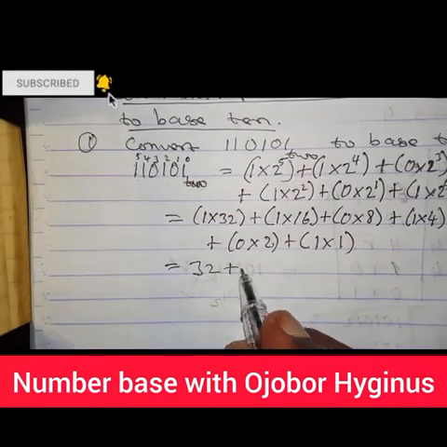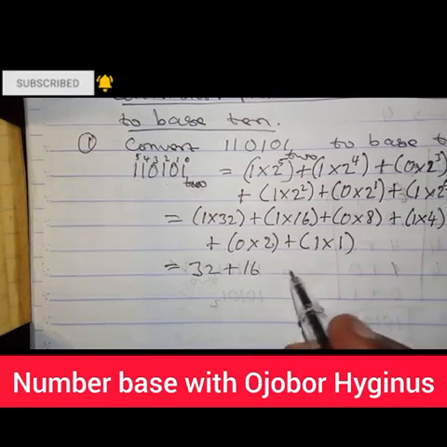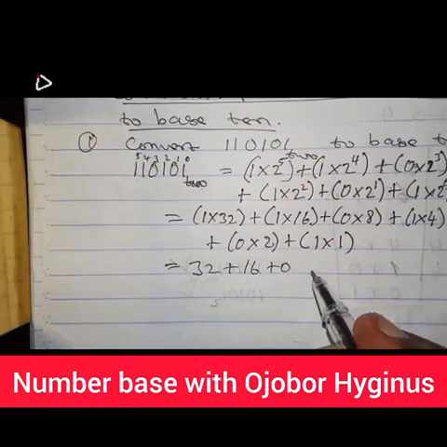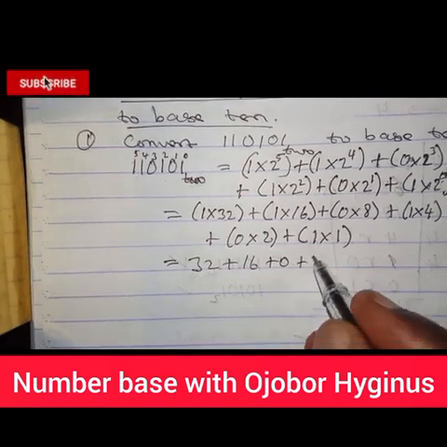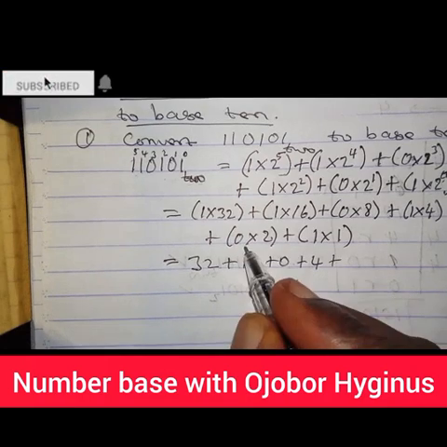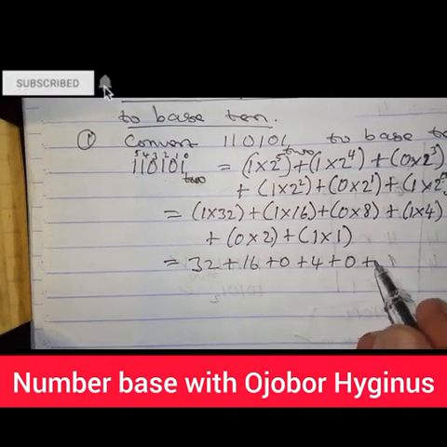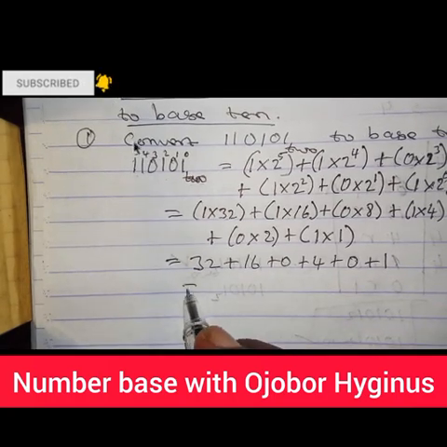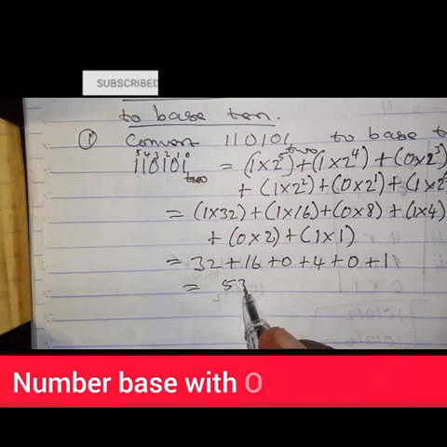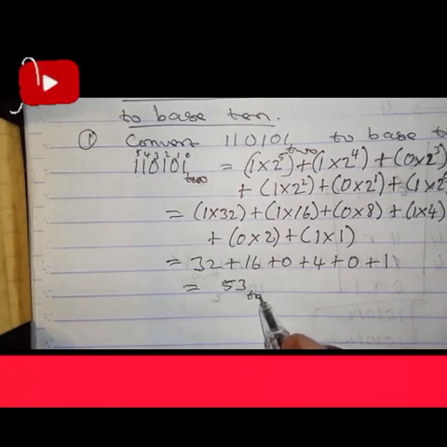16 times 1 is 16. 0 times 8 is 0. Of course, any number multiplied by 0 is 0. Plus 1 times 4 is 4. Plus 2 times 0 is 0. Plus 1 times 1 is 1. So when you sum these numbers, we are going to get 53 in base 10.